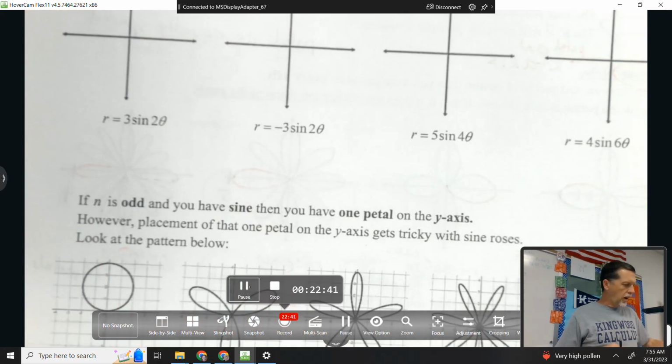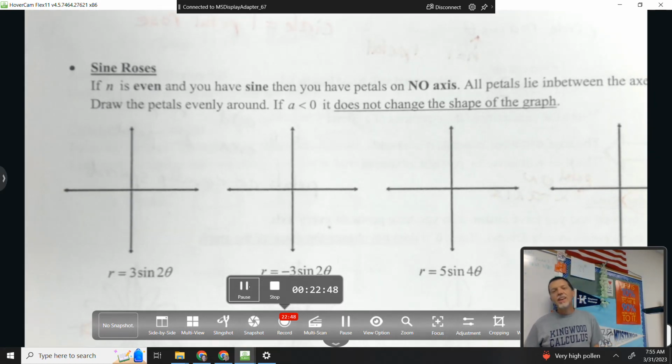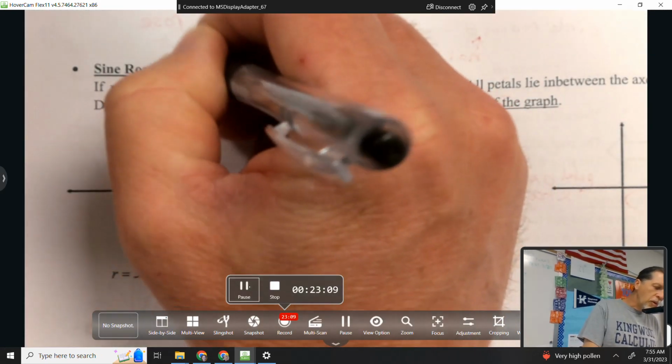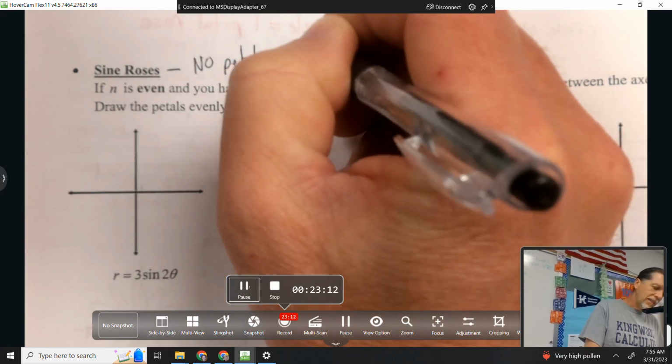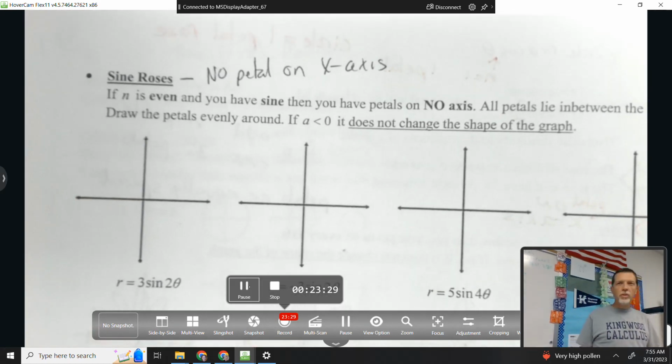Okay, this is a little bit tricky because for sine roses, you would think that you have a petal on the y-axis, but you don't. And it's a little bit of an explanation as to why. The easiest way to say this: for a sine rose, there's no petal on the x-axis because the x-axis belongs to cosine. So with sine, you might have one on the y, you might not. Don't worry about that. You definitely don't ever have one on the x. That's probably the easiest way to remember it. So cosine goes with x, sine goes with not x, but it doesn't necessarily mean y.